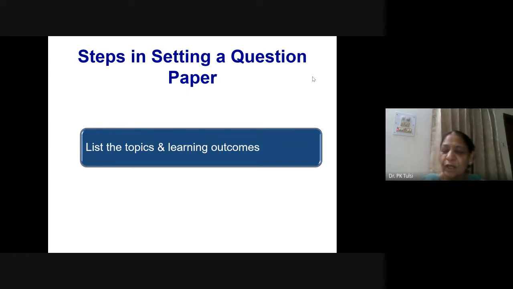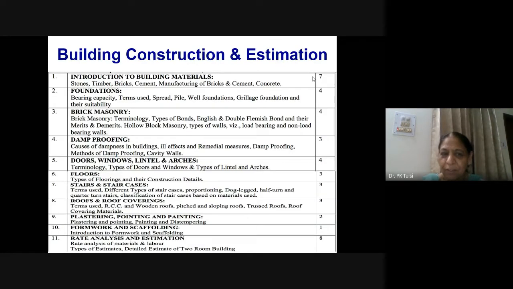Because if it is, as I said, a class test, maybe 3 to 4 topics have been covered. If it is going to be end semester, the whole syllabus is going to be covered. For example, if this is building construction comprising 11 topics, maybe the first class test only takes care of the introduction, the foundations, the brick masonry. But if it is end semester, it is going to be all the 11 topics which need to be covered.